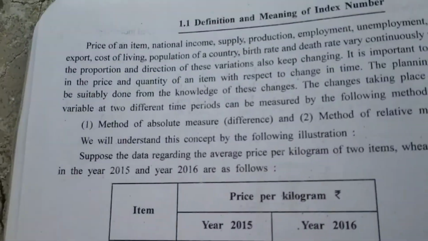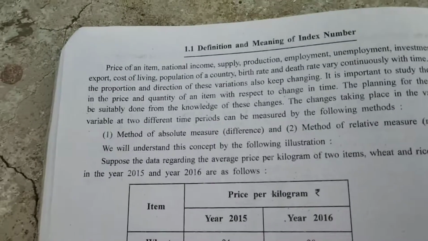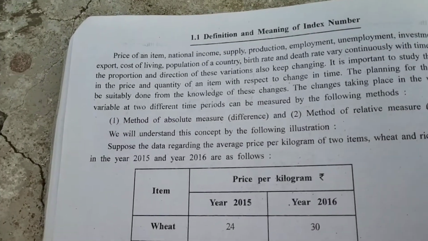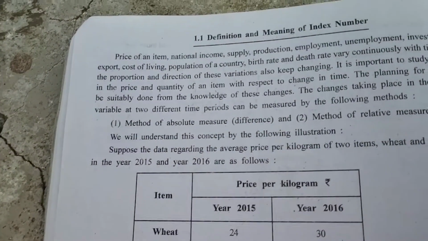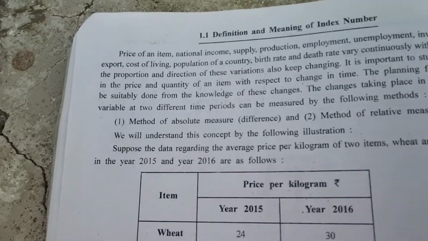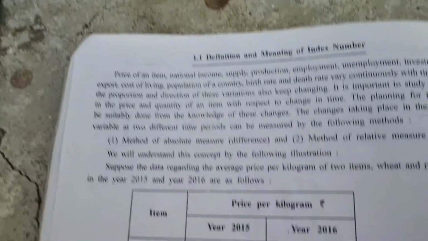Now, price of an item. If the price of an item increases, the government checks this data each and every day, on a monthly basis, on a weekly basis. Price should be controlled.